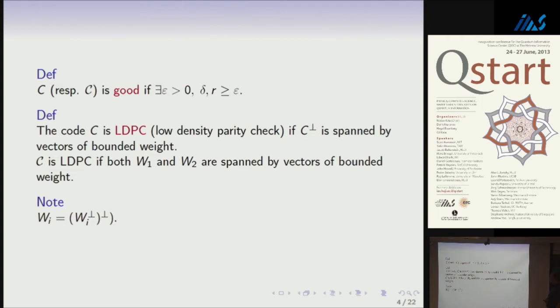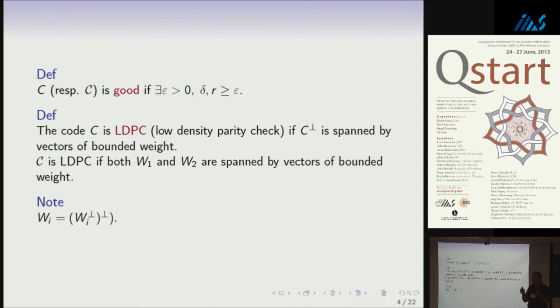We need another important definition. This is important also in classical code theory. The code is called LDPC, low density parity check, if C perp, the perpendicular to C, is spanned by vectors of bounded weight. Let's explain for a second why this is such an important notion.